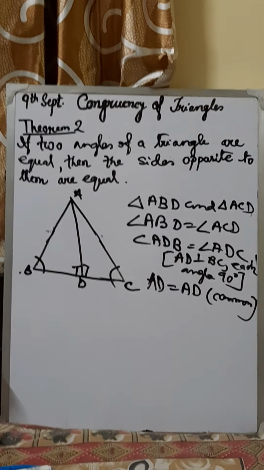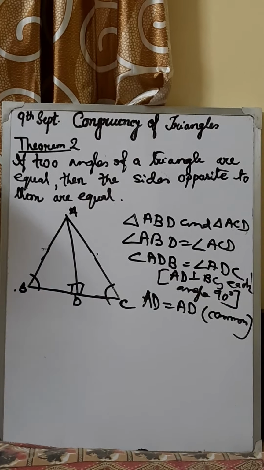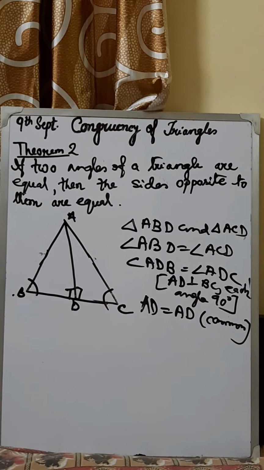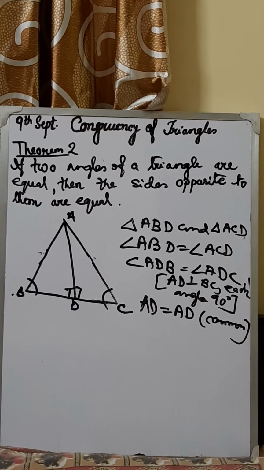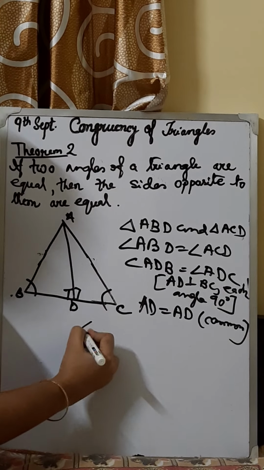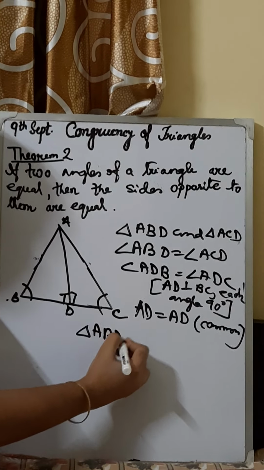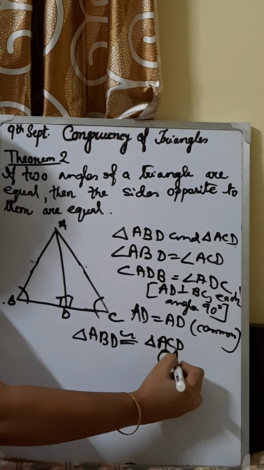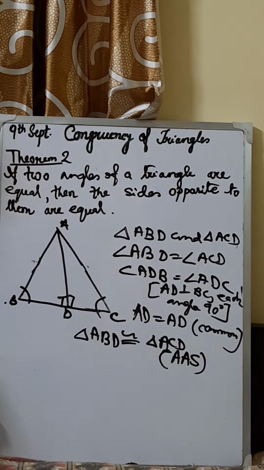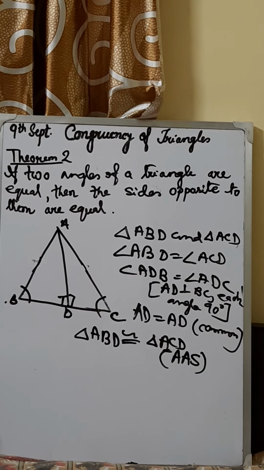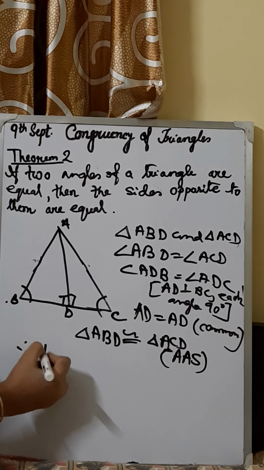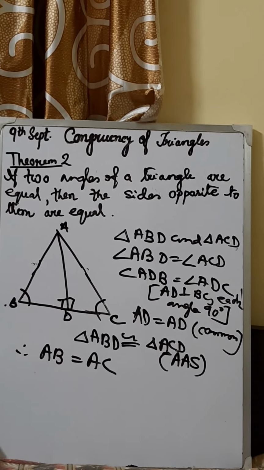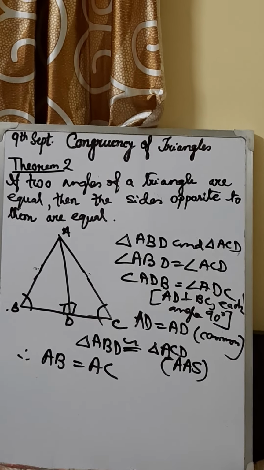Okay. Now we can say that angle and side, that means AAS rule is fulfilled here. We can say that triangle ABD is congruent to triangle ACD. Which condition is fulfilled? Two angles and one side. So therefore we can say that AB equals AC, and the corresponding sides are also equal.